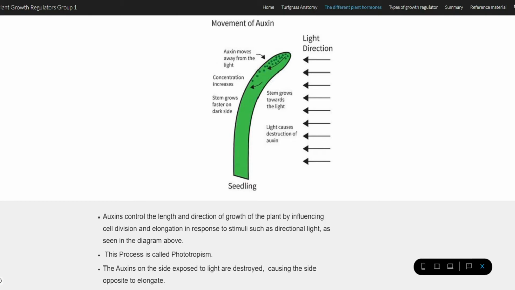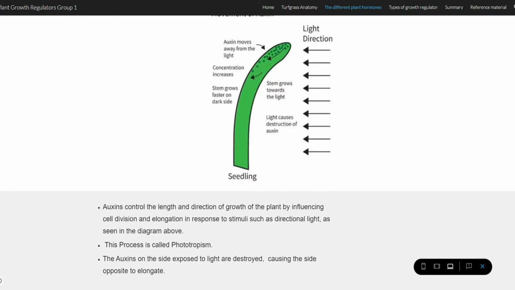These auxins are destroyed by sunlight, causing the opposite side to grow faster, in essence causing the plant to tilt. This change in plant structure due to the sun is called phototropism. Auxins added to a cut stem will stimulate root growth from that location.